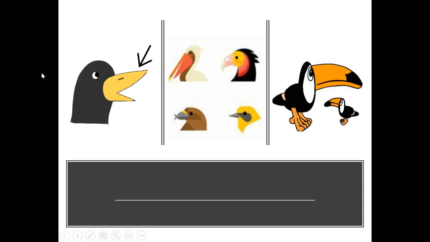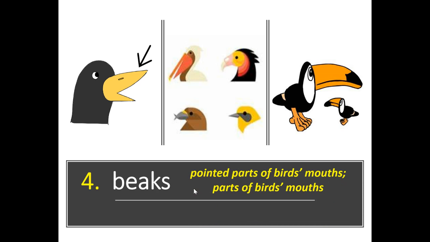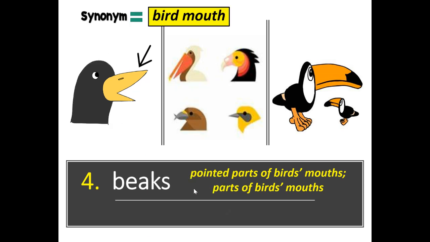Well, in the first picture, I notice a bird and there's an arrow pointing at its beak. In the second picture, I notice more beaks. And in the third picture, I notice a really big beak and a small beak. So how are these pictures the same or similar? They all show beaks, B-E-A-K-S. More than one beak is beaks. Pointed parts of birds' mouths. Parts of birds' mouths, beaks. A synonym could be bird mouth. What is beaks? It's a bird mouth.